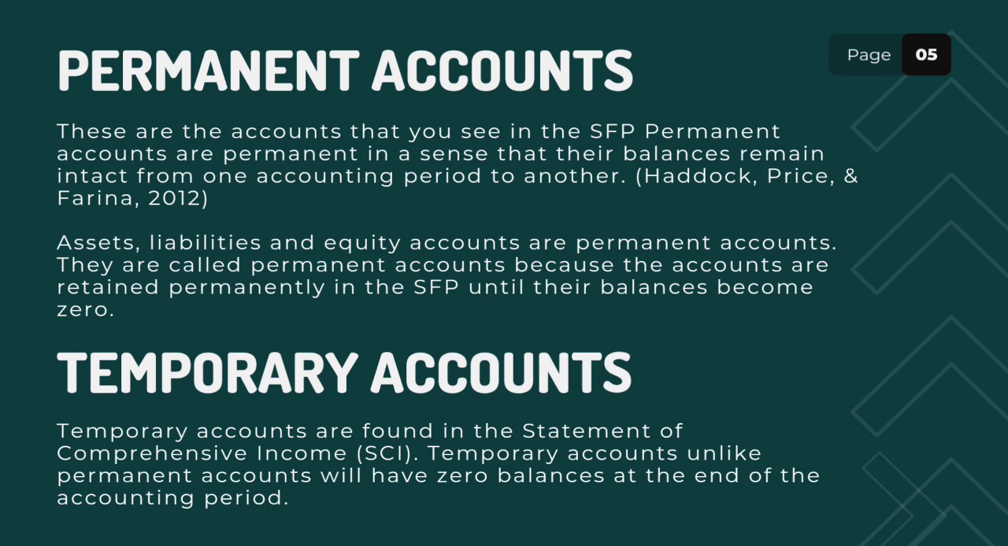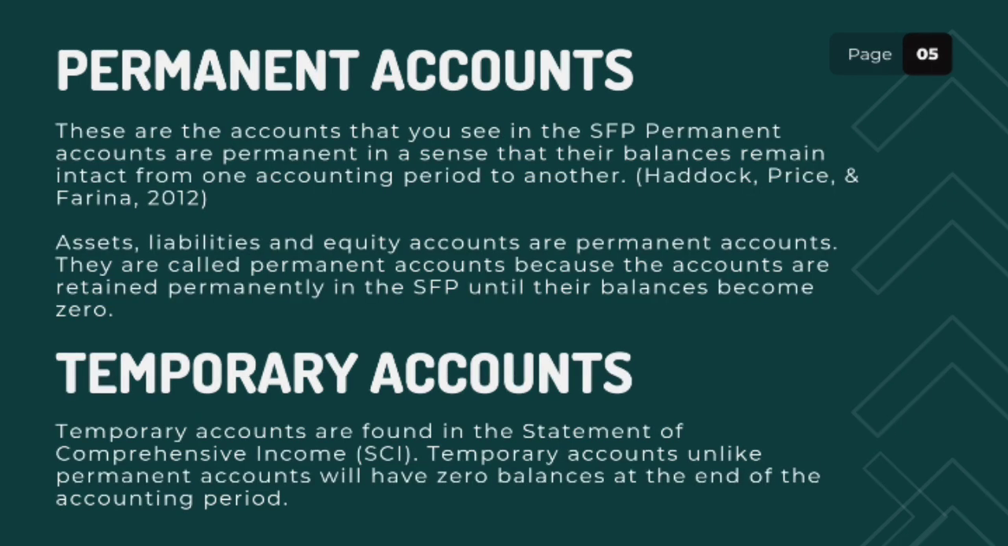Permanent accounts. These are the accounts that you see in the SFP. The permanent accounts are permanent in a sense that their balances remain intact from one accounting period to another. Assets, liabilities, and owner's equity are permanent accounts. They are called permanent because the accounts are retained permanently in the SFP until their balances become zero. However, the temporary accounts are found in the Statement of Comprehensive Income. Temporary accounts, unlike permanent accounts, will have zero balances at the end of the accounting period.